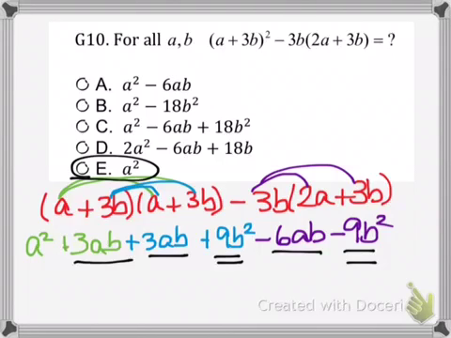Then I distributed my a in my first set of parentheses, illustrated with the green marks, and got a squared plus 3ab. Next, I distributed with the blue marks the 3b, so I got 3ab plus 9b squared. And then finally, I distributed my negative 3b, illustrated with the purple marks, negative 6ab minus 9b squared. When you combine your like terms, the ab terms cancel out, and the b squared terms cancel out, so the answer is a squared.